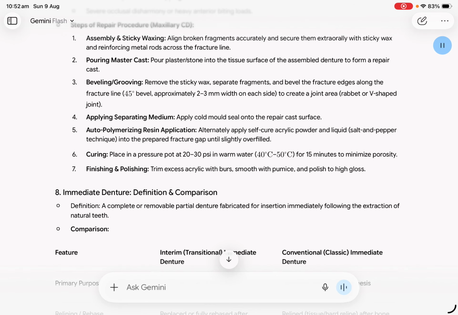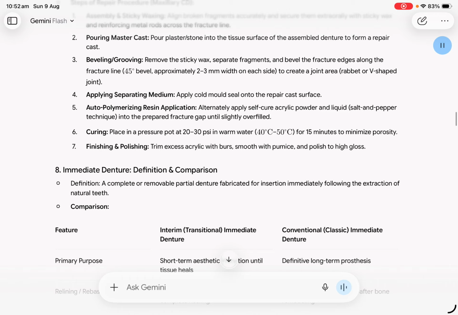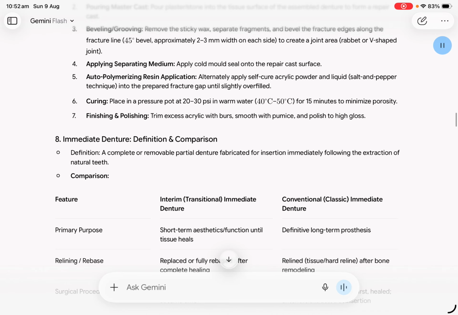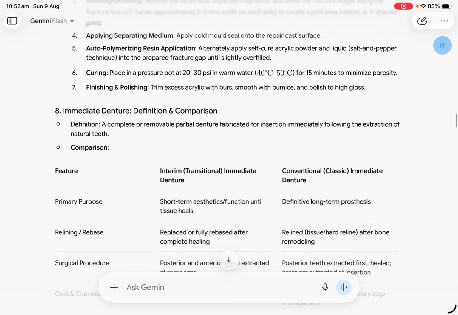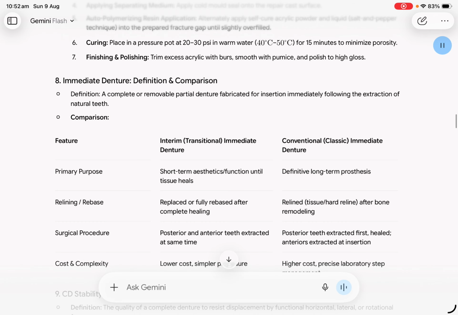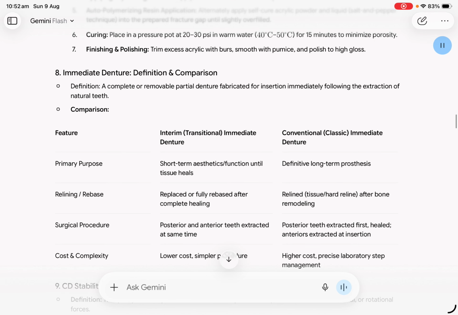8. Immediate denture, definition and comparison. Definition. A complete or removable partial denture fabricated for insertion immediately following the extraction of natural teeth. Comparison. Feature. Interim, transitional, immediate denture. Conventional, classic, immediate denture. Primary purpose. Short-term aesthetic/function, until tissue heals.